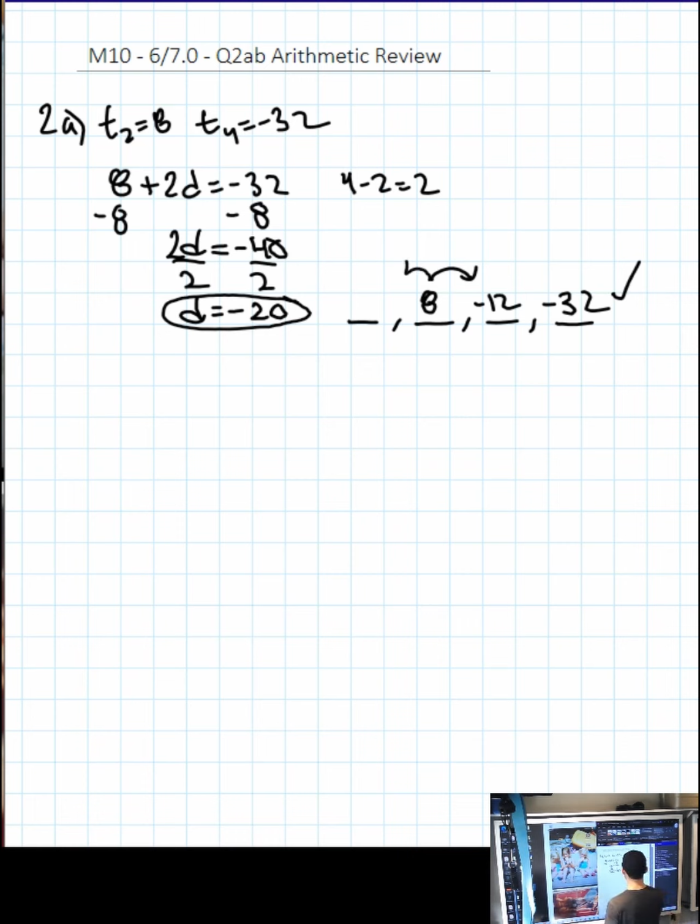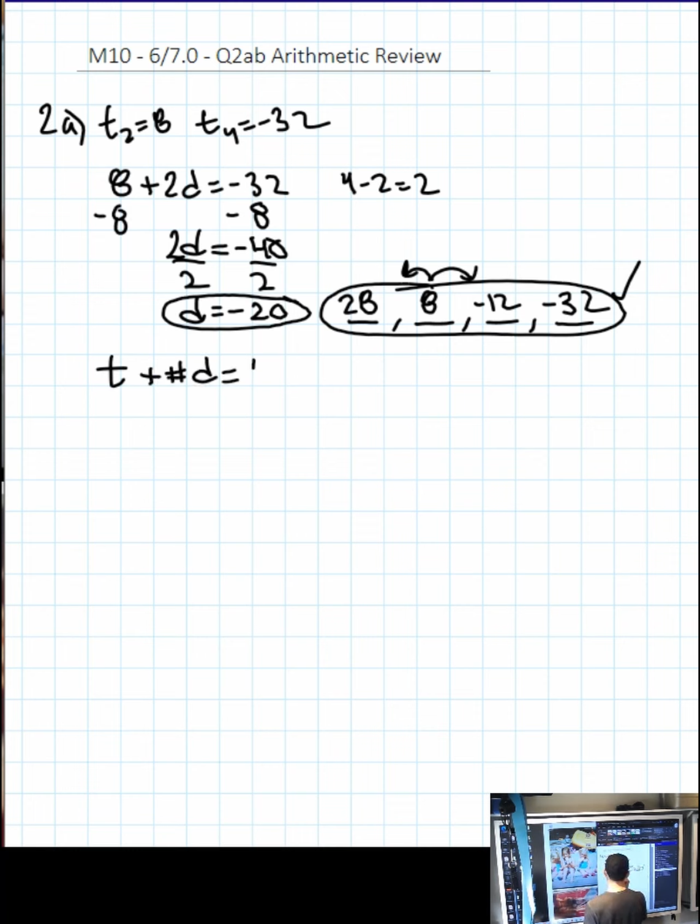If we want to go in the other direction, however, we need to do the opposite and add 20 and simply get 28. And there is our sequence. So, really remembering, a term plus a certain number of differences is equal to a term in the future. Understanding this formula will drastically diminish the amount of algebra you have to do.